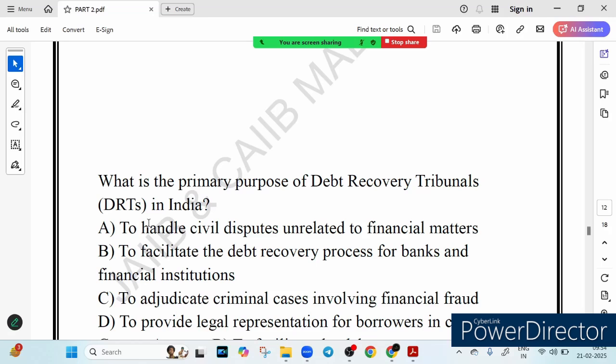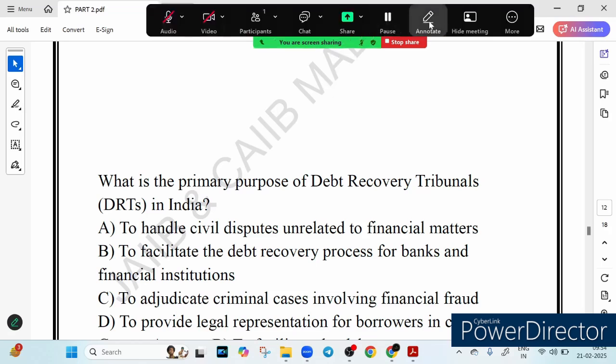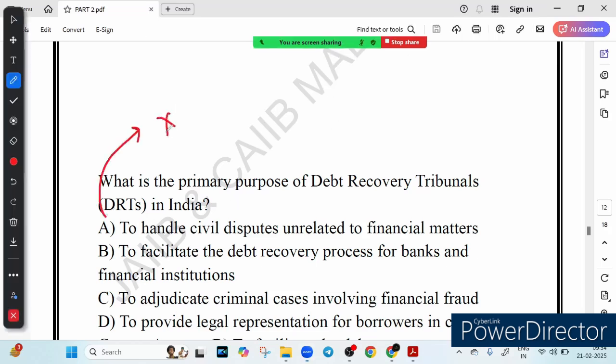So, option A says to handle civil disputes unrelated to financial matters. Is it correct? No, because DRTs are not general civil courts. They specifically deal with loan recovery cases. Option B says to facilitate the debt recovery process. Yes, it is correct. You know that DRTs were established under the RDDBI Act, that is the Recovery of Debt Due to Banks and Financial Institutions Act 1993. Their purpose is to speed up the recovery of NPAs and help banks recover large outstanding loans.